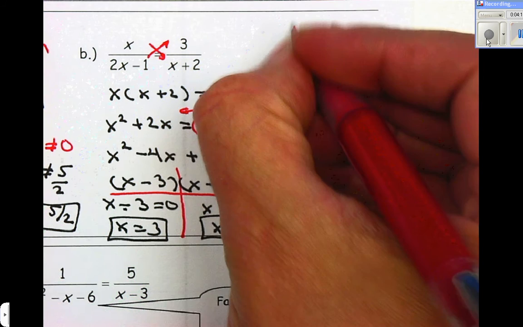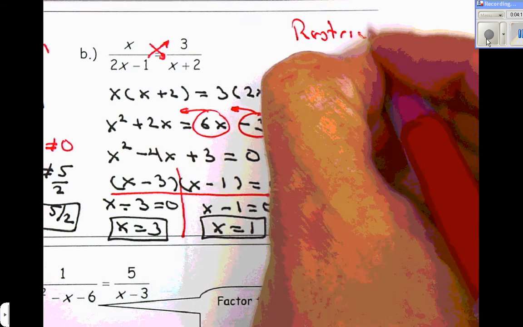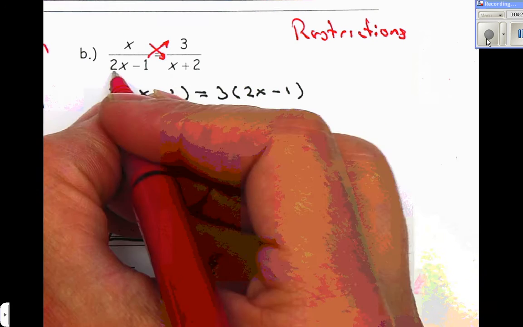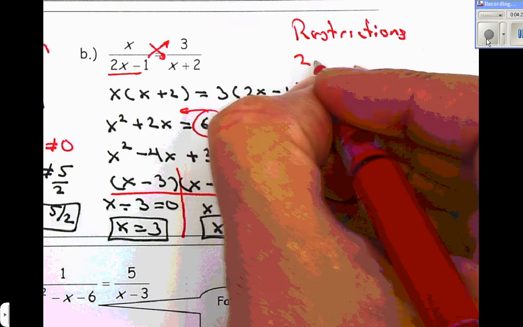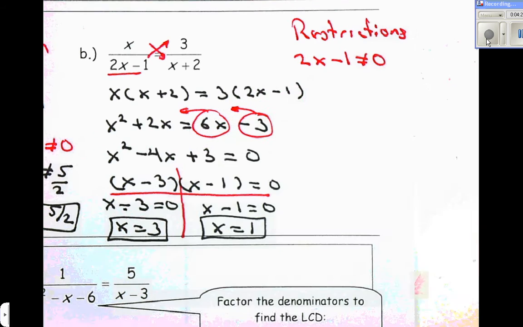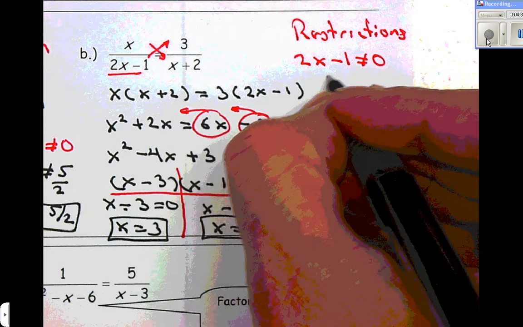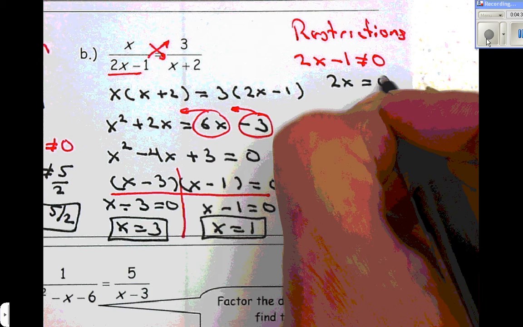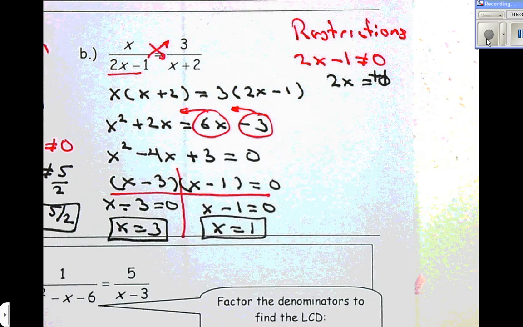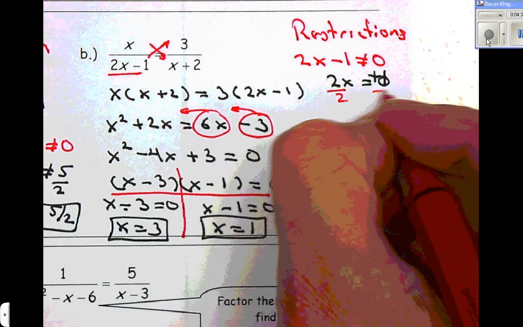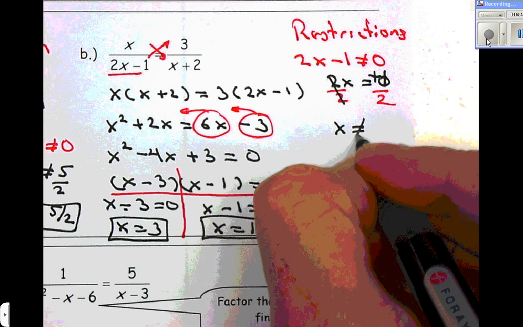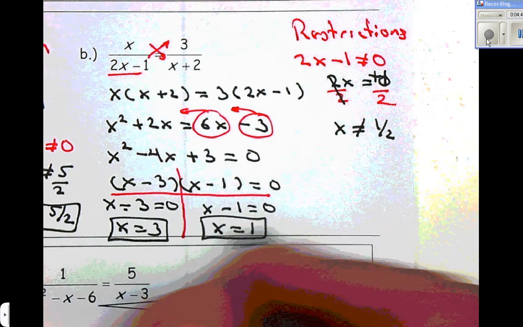So our restrictions, the first one, the first denominator cannot be equal to 0, so 2x minus 1 cannot be equal to 0. Add 1 on both sides. 2x cannot be equal to positive 1. Divide by 2, divide by 2. X cannot be equal to 1/2. And if you notice, it's not a problem.